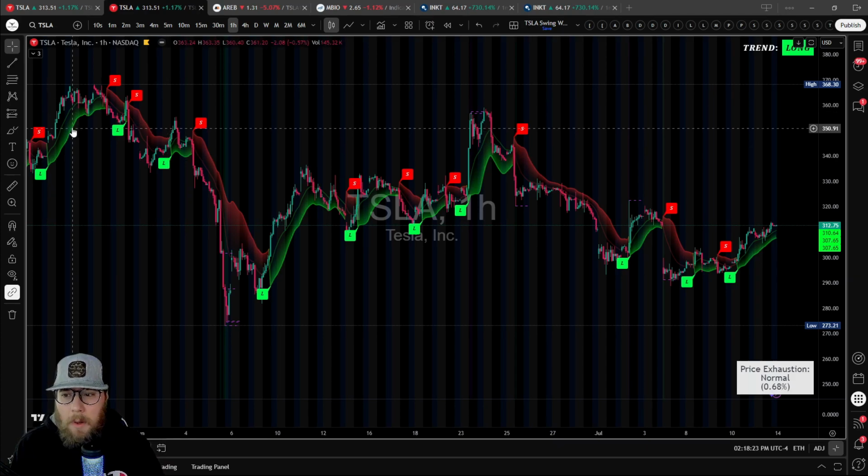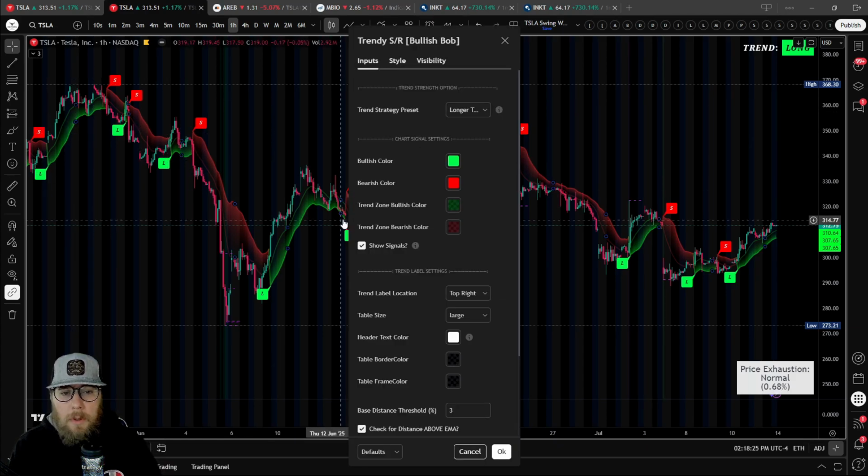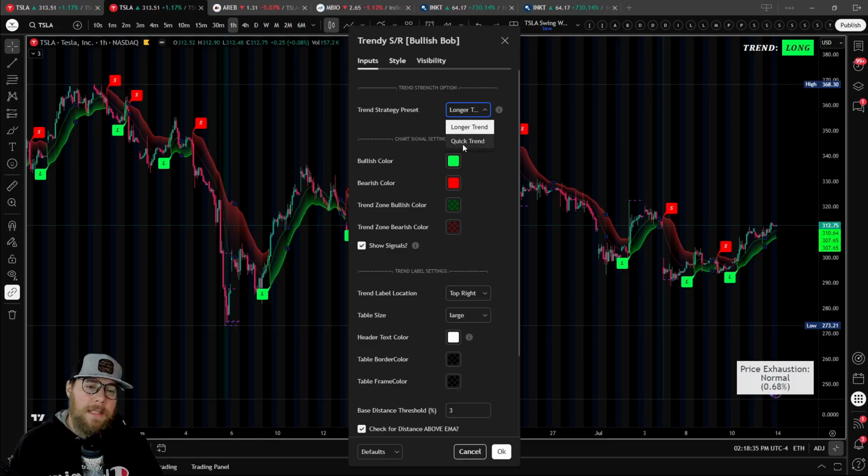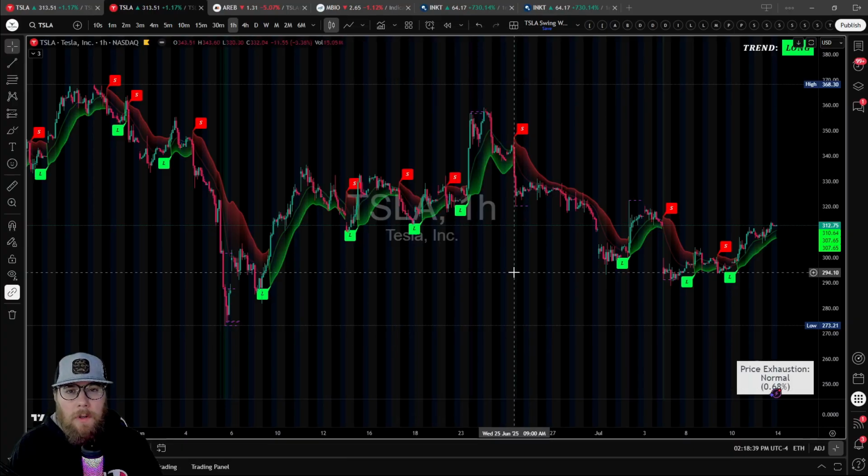I've got the Bullish Pivot Pro on, and the Bullish Pivot Pro is my favorite indicator for all of these setups. The Pivot Pro, on this setting, I have it on the long trend setting. So you can have the quick trend setting, but I like the long trend setting on the 1 hour time frame. Again, this is a smaller time frame, so I'm not looking for a whole bunch of signals. I'm looking for more fluent moves, longer trend type moves.